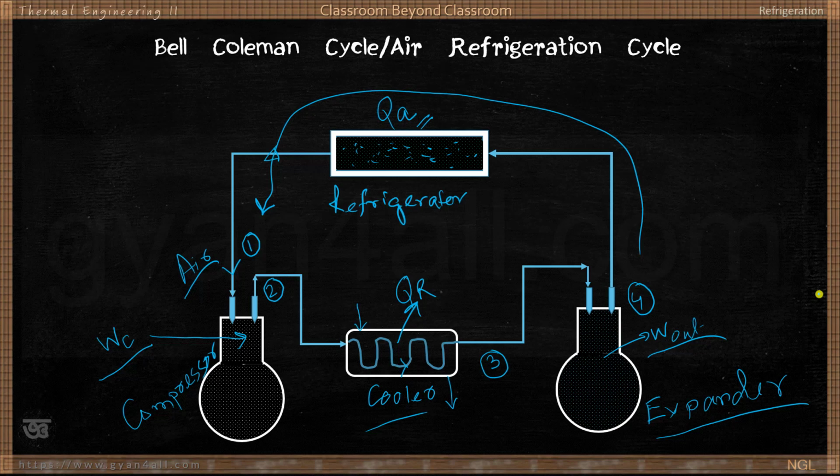In the refrigerator, heat is absorbed from the system at low temperature. Remember, at low temperature heat is absorbed. And in the compressor, we have to run the compressor with the help of some power input. We have to give work to the system. That means work is done on the system. So this is the working principle of the Bell-Coleman cycle, consisting of 4 components: compressor, cooler, expander and refrigerator.